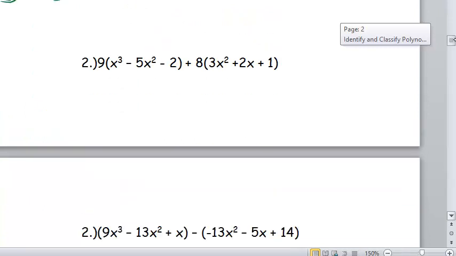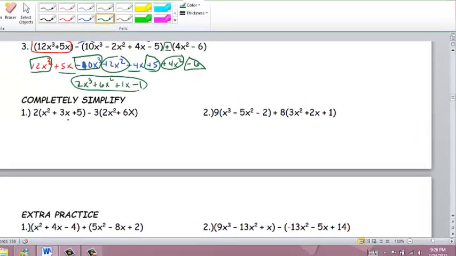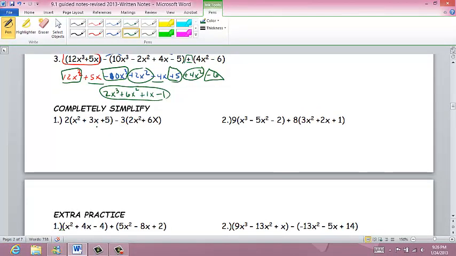Now, there are some where we completely simplify, meaning we don't just have negatives to distribute. If I look at this next example, example 1, what do I have to the left of this polynomial? This is 2. Well, what can I do with this 2? Anything that's linked to a set of parentheses by multiplication, we distribute. So everything in this set of parentheses has to get multiplied by 2. So I get 2x squared plus 6x plus 10.